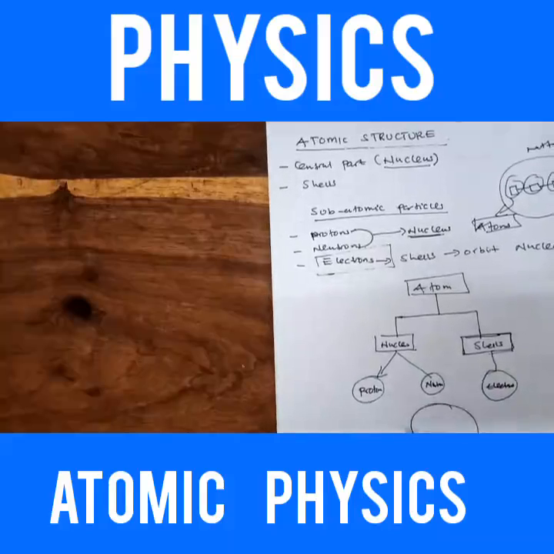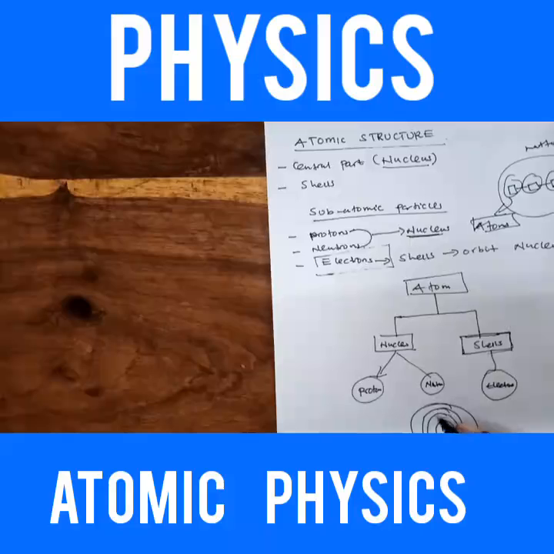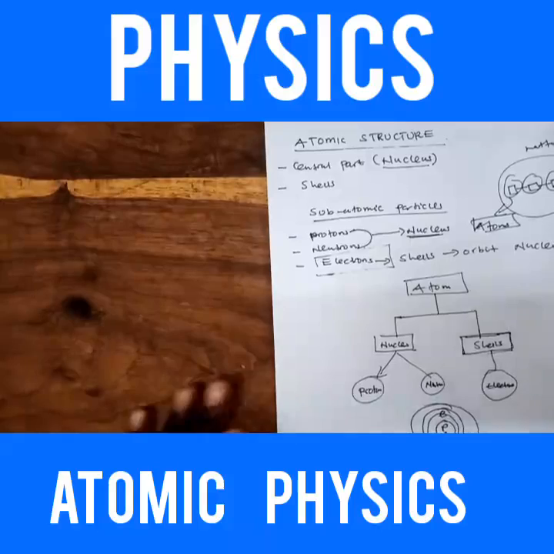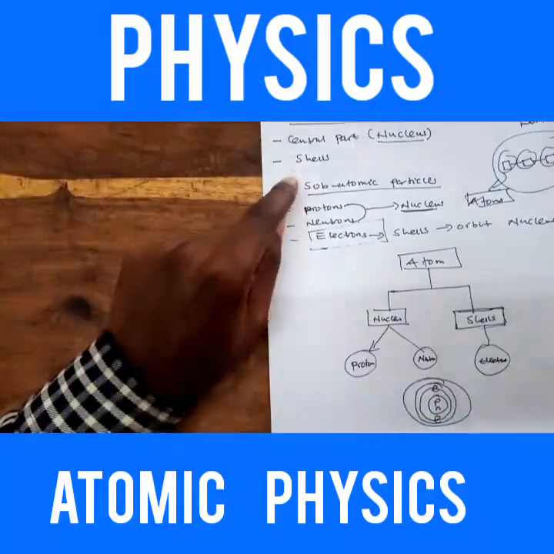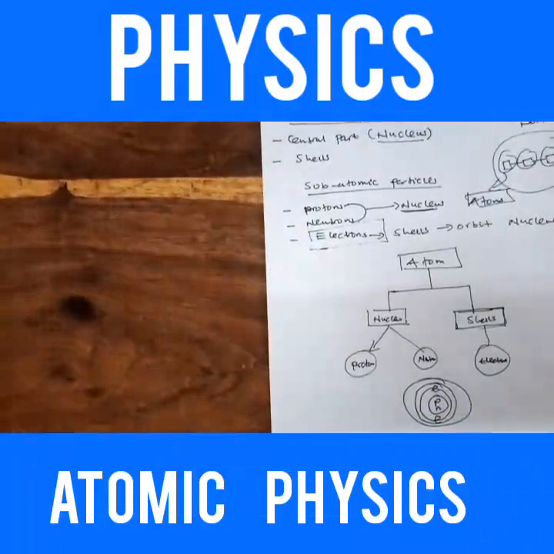So you can have an atom there. Let's say that is the central part. Within this part, we have the protons and the neutrons. Then surrounding the nucleus are the shells where electrons are found. So that's an atom. Now, apart from that, you need to know something about the protons, the neutrons, and the electrons.